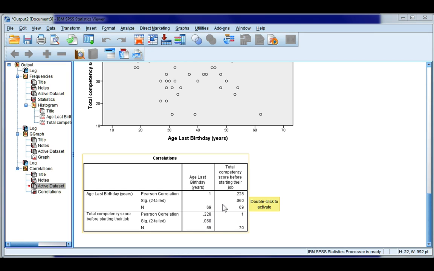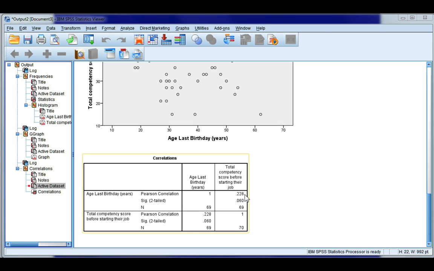You'll notice that the other diagonal has the same exact information in both boxes, and that's because this is competency with age, and this one here is age with competency. So the exact same correlation. So we're going to just choose one of those boxes to report from.